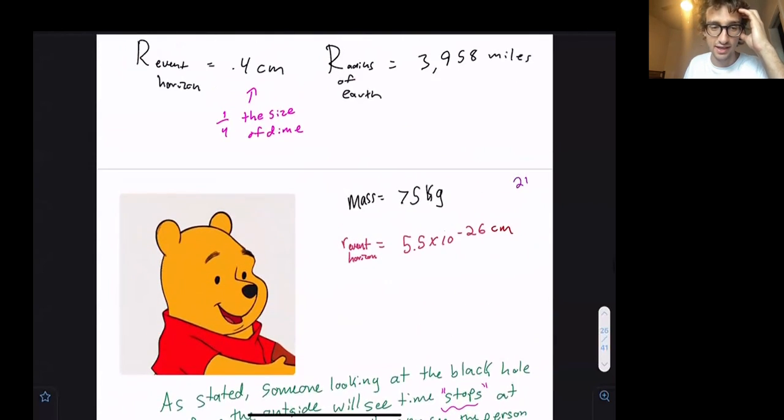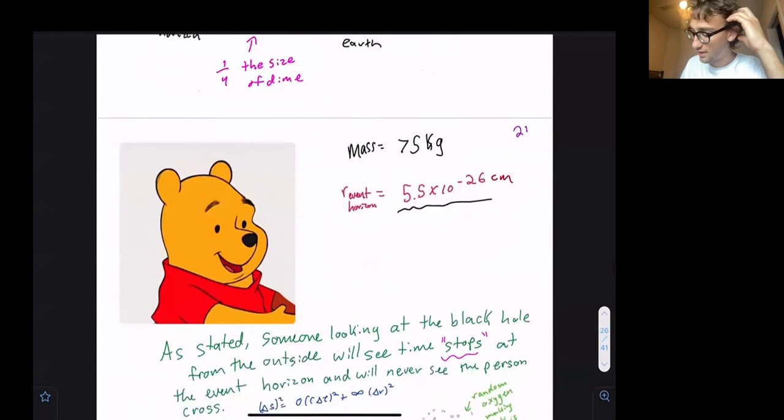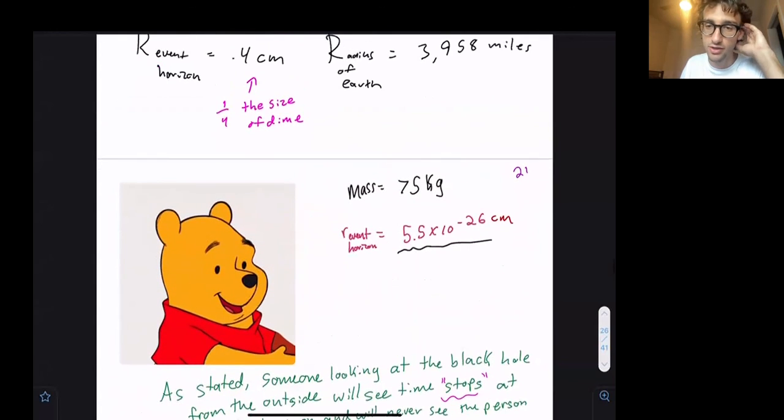So let's just say I picked Winnie the Pooh. Let's say Winnie the Pooh has a mass of 75 kilograms, which is just like a normal human. The event horizon would be 5.5 times 10 to the minus 26 centimeters. Yes, yep, so you'll see why. So how could a black hole die? That's where we'll get to next.